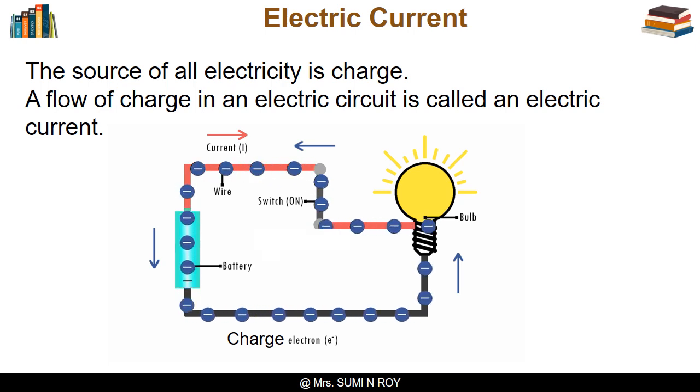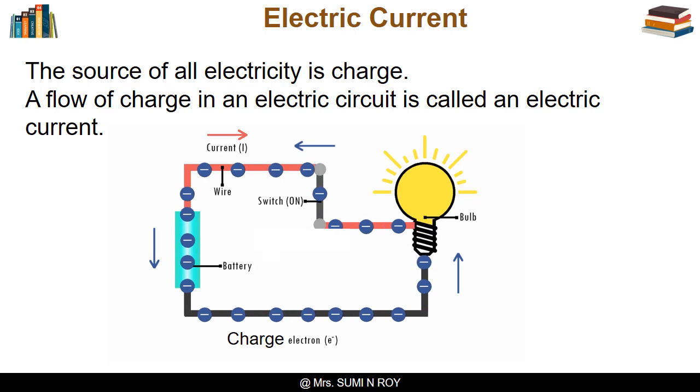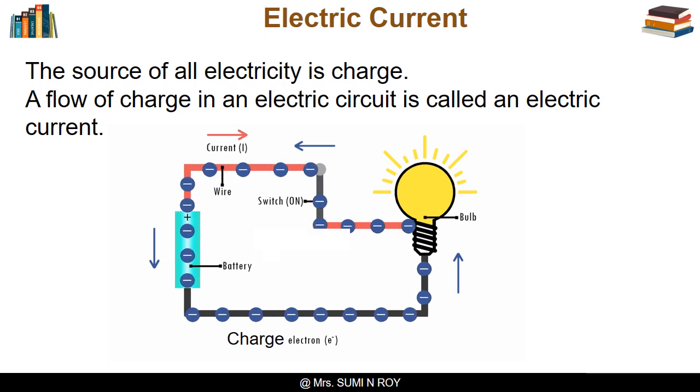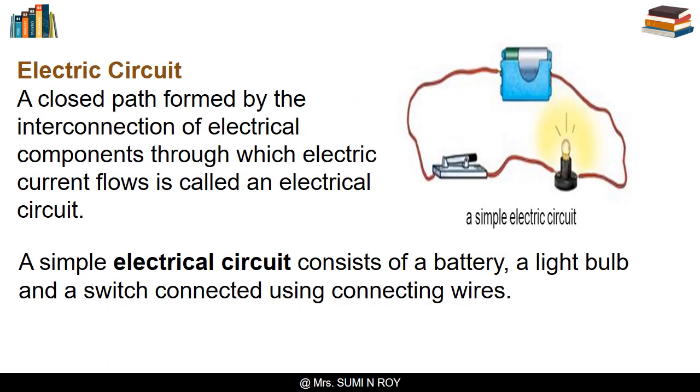The source of all electricity is charge, and a flow of charge in an electric circuit is called an electric current. A closed path in which a current can flow is called an electric circuit. An electric circuit may have one or more electric elements such as bulbs, cells, switches and metal wires.